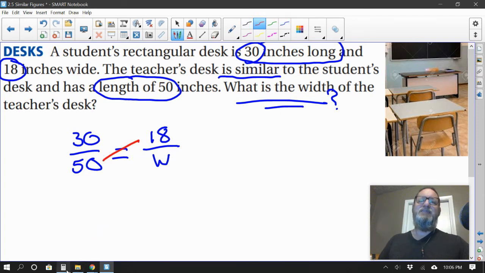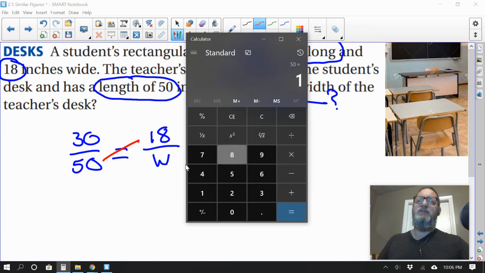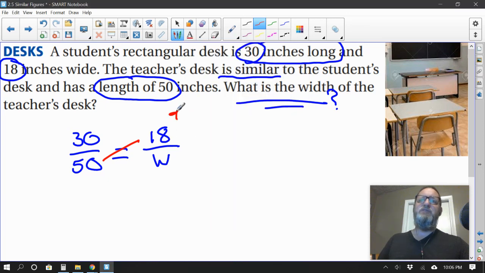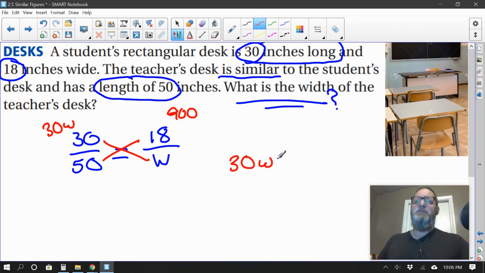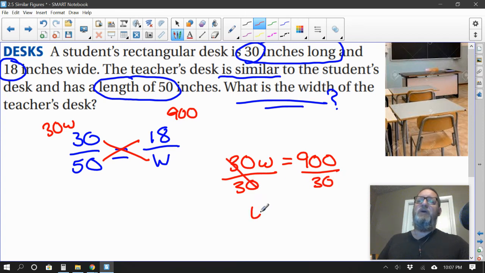So 50 times 18, 900. Okay, so we got 900 on this side. And 30 times W is, of course, 30W. All right. Oh, so we need to figure that out. So if 30W equals 900, well, we just divide by 30 like we were doing before to get the W by itself. Bam. Oh, I can do this one in my head. Who needs a calculator? Here, one little sneaky trick I do. If they both have a 0, I'm going to cross out each one of those zeros. Okay, so it's really 90 divided by 3. Guess what 90 divided by 3 is? Well, 30. And now what are we measuring in? Inches. There we go. So the width of the teacher's desk is 30 inches.